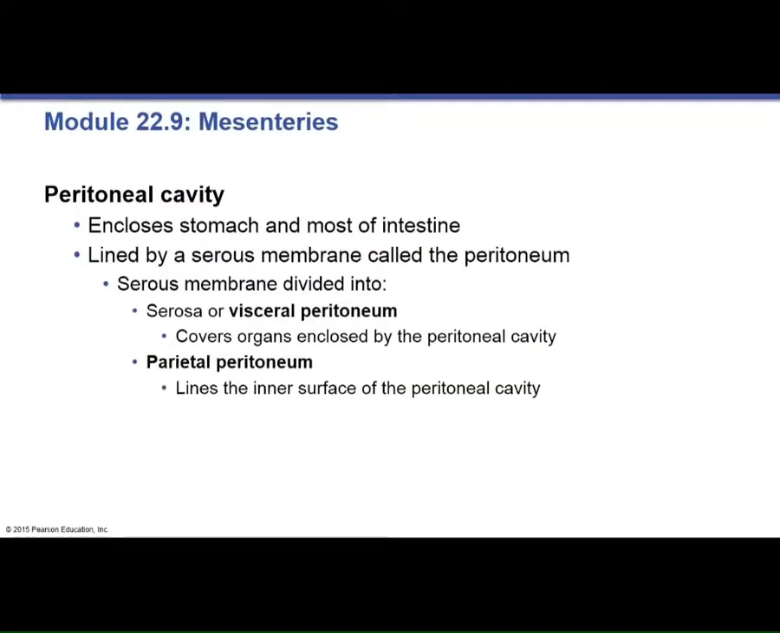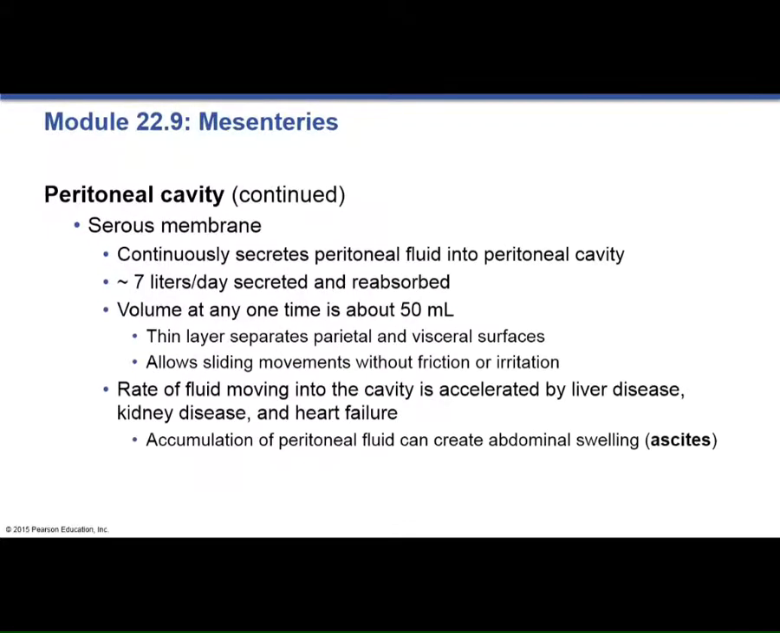So also relatively new, I mentioned the mesenteries, these double membrane layers that are closing. You have the peritoneal cavity. And this is going to enclose the stomach and most of the intestines. This is, of course, the serous membrane. You have the visceral and the parietal layer. You know that.